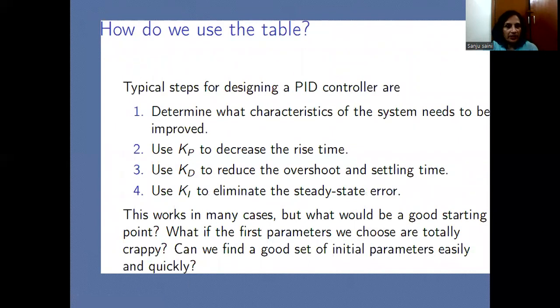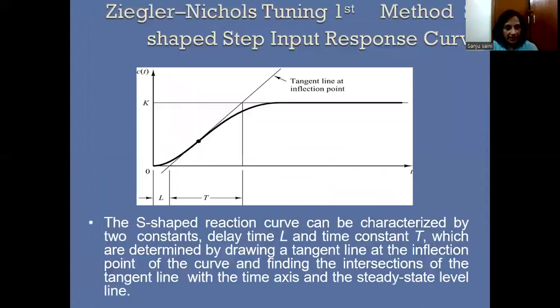Then the typical steps for designing a PID controller are: determine what characteristics of the system need to be improved, use Kp to decrease the rise time, use Kd to reduce the overshoot and settling time, use Ki to eliminate the steady state error. So obviously we have to look up the application, and depending upon that, we will decide the values of Kp, Ki, Kd.